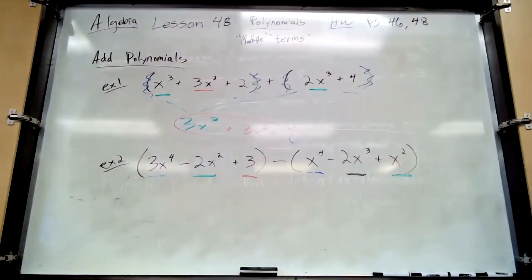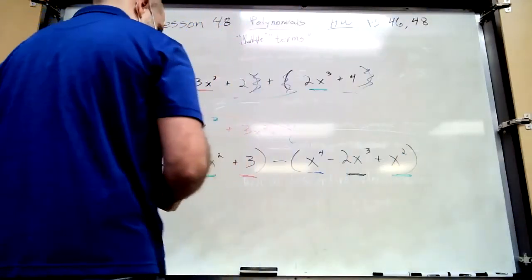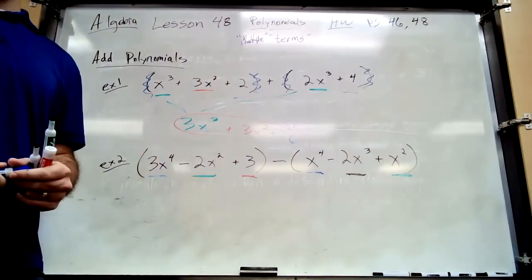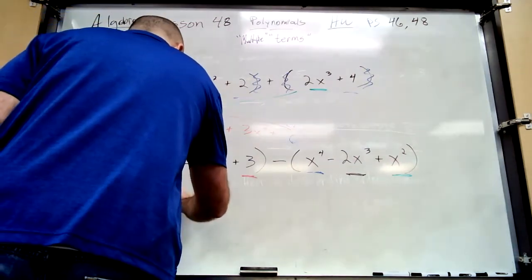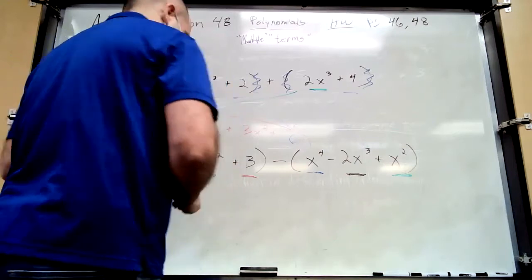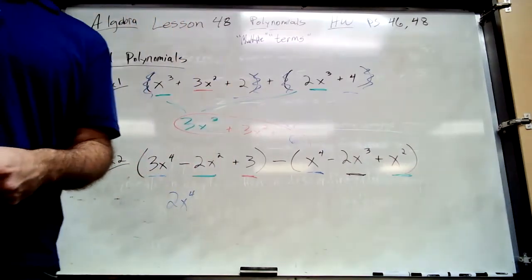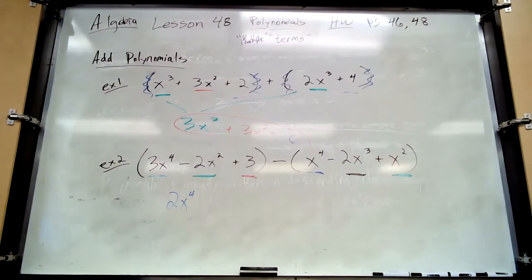Okay, let's combine them together. What do you get? How many x to the fourths do you end up with? You get 2, okay? So that's the easy one. Then what comes next in descending order? Nope. X squareds don't come next. What comes next? X cubes. So how many x cubes do you end up with? This is the tricky one.